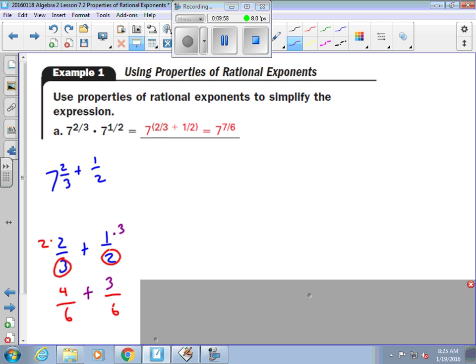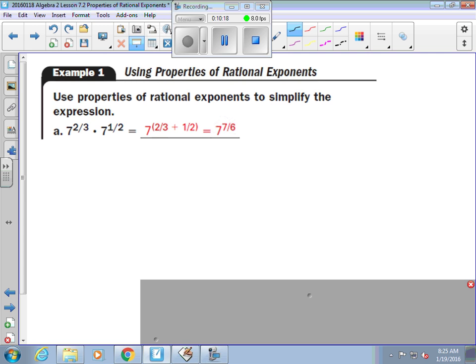And again, if we were to write that in radical form, you know that this is what goes under the radical, this is the index, and this is what it's raised to after the fact. You can actually get a decimal equivalent from that by using the calculator. It's unnecessary at this point, though. We'll leave it just like this, 7 to the 7 over 6.